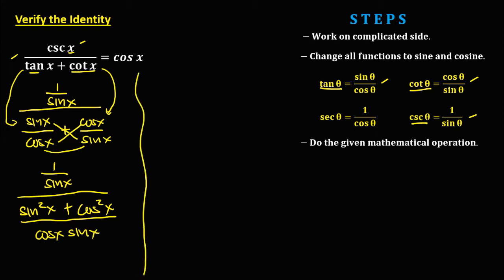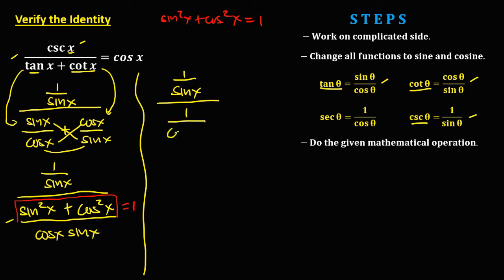Then simplify. So we have now 1 over sine x, then over, since sine squared x plus cosine squared x is equal to 1, therefore this sine squared x plus cosine squared x is equal to 1. So we can rewrite this equation as 1 over cosine x times sine x.